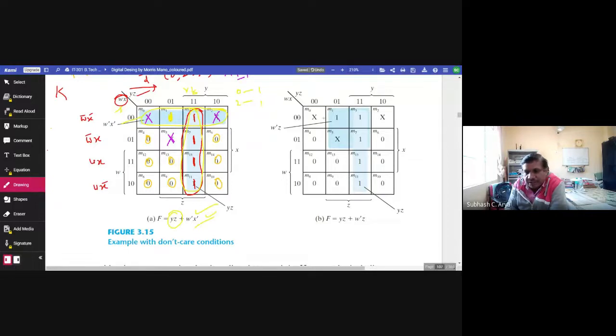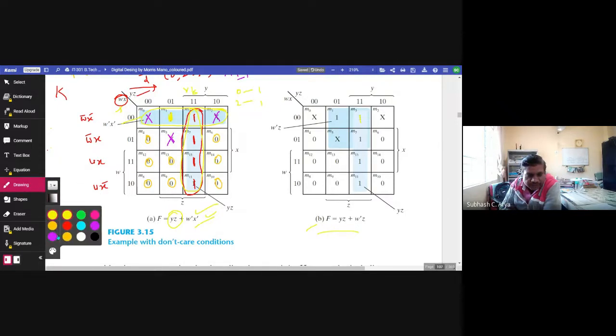Another solution may be, here you can see in figure 3.15b. First one is okay. First one is the same because this is a determined value. This is a fixed value. It is not an uncertain value. These 4 ones are making a group of 4 ones, that is called a quad, and the solution is yz.